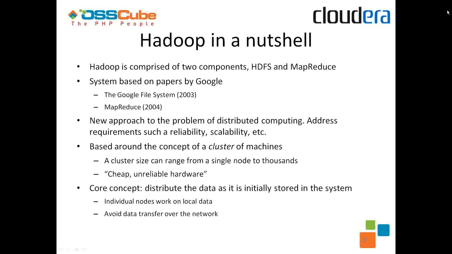So basically Hadoop is comprised of two components, HDFS and MapReduce. HDFS stands for Hadoop Distributed File System. This is the file system where you will store your files onto the cluster. And MapReduce is a framework to process the data that sits on this file system. It's based on papers by Google.